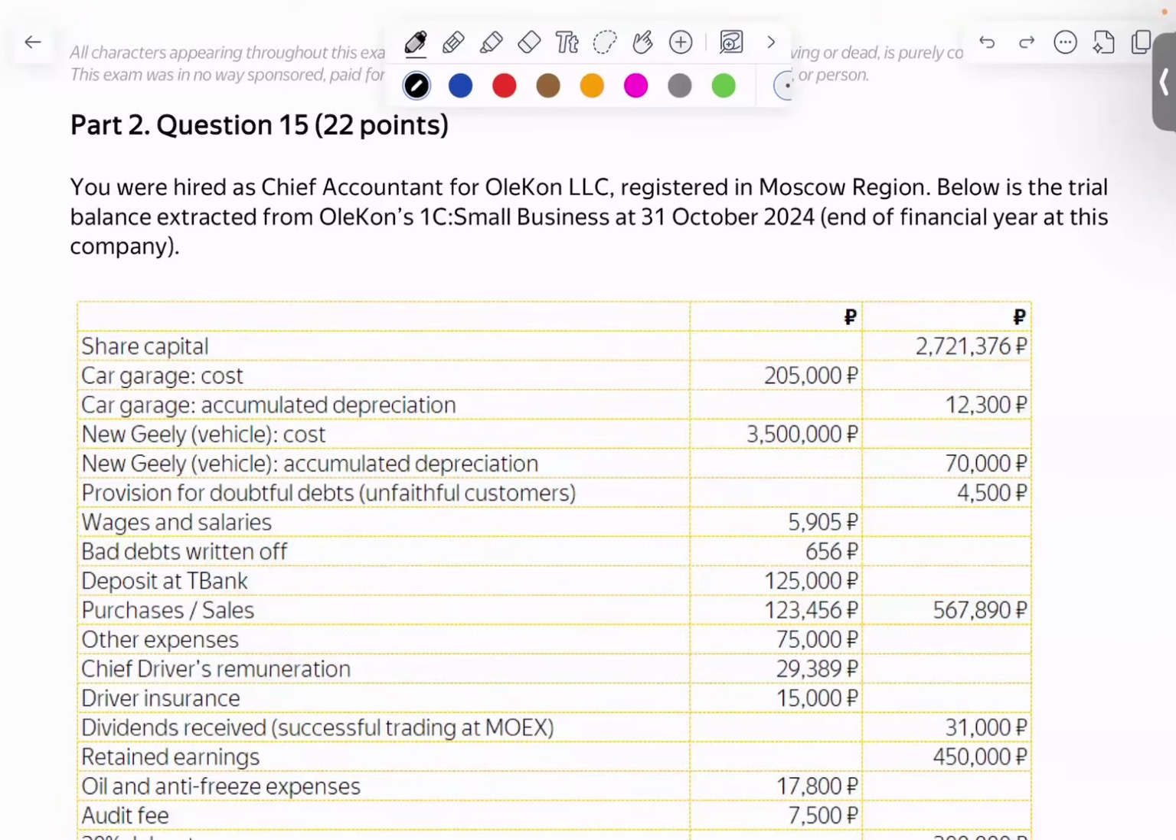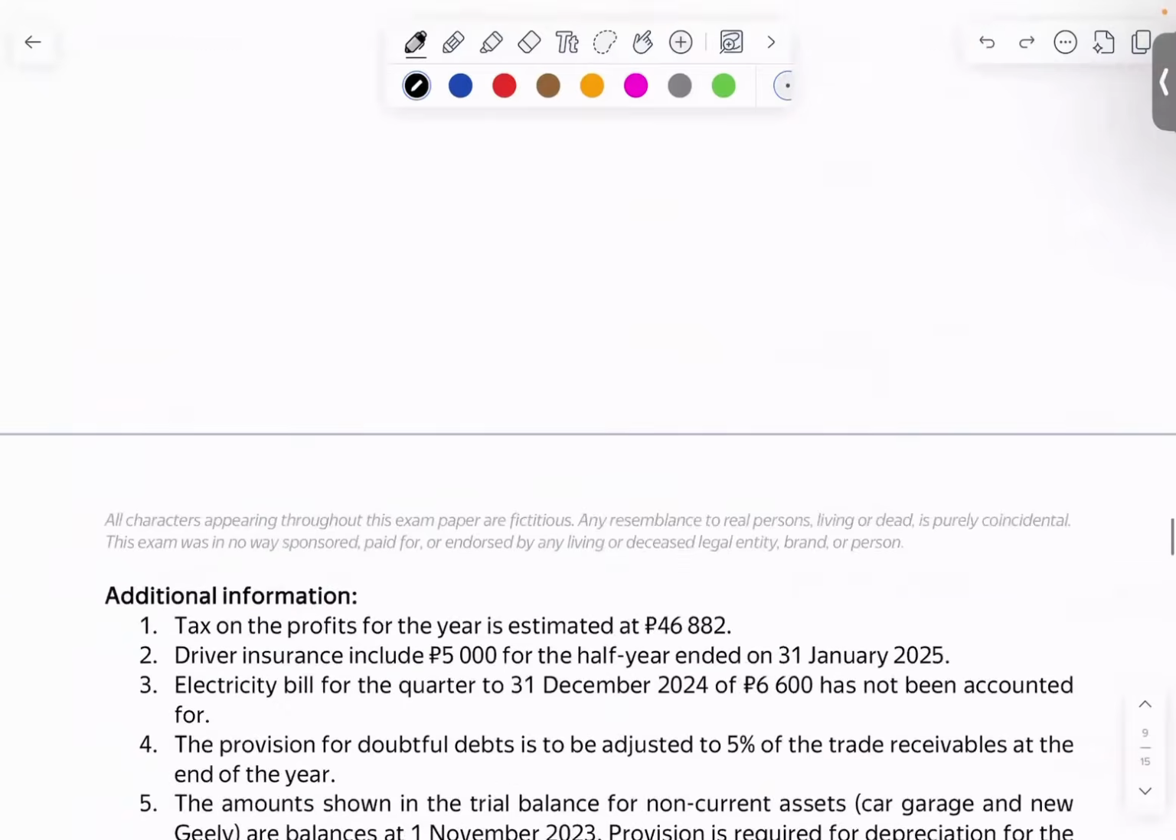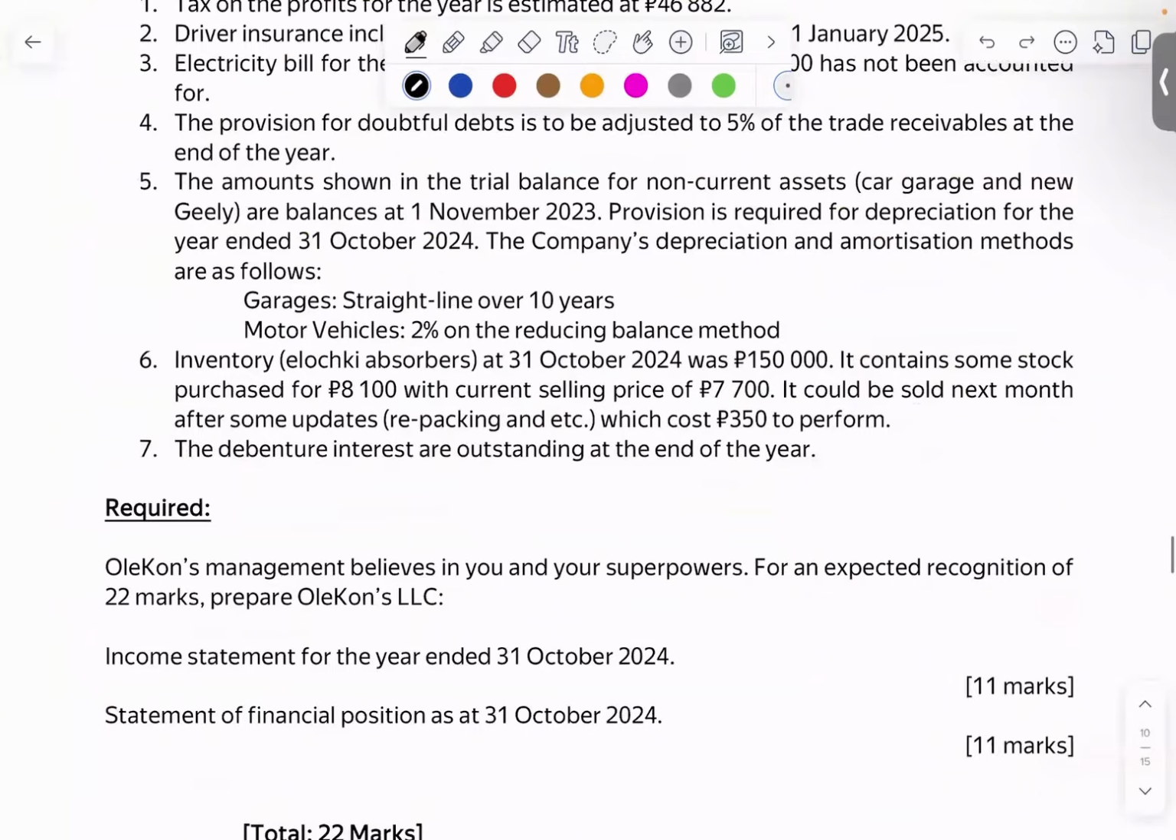Currently, you see on the screen the question itself, and I'll be solving it, hoping you're going to follow it and have a clue how to save time during the exam. So what I suggest, here in the task, you are required to compile two statements, income statement and statement of financial position. Both are worth 11 marks.